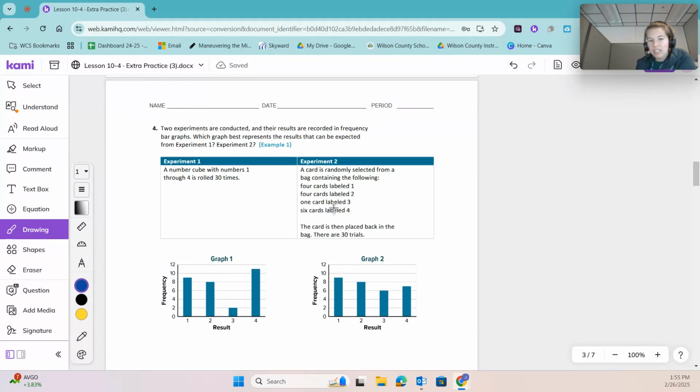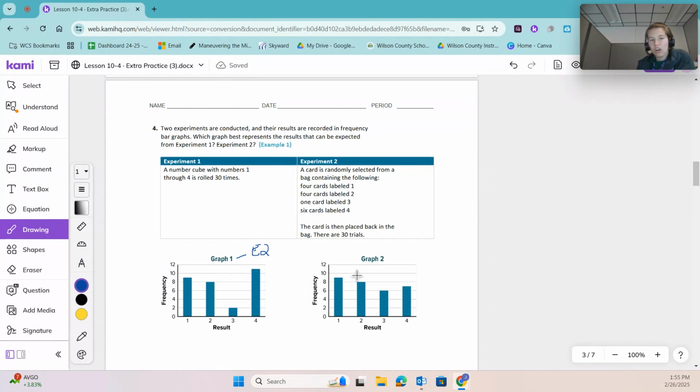So I would say the 4 was probably drawn most often because there's most of them. The 3 was drawn least often because there was only 1. And I would say graph 1 goes with experiment 2 because the 3 was the least.